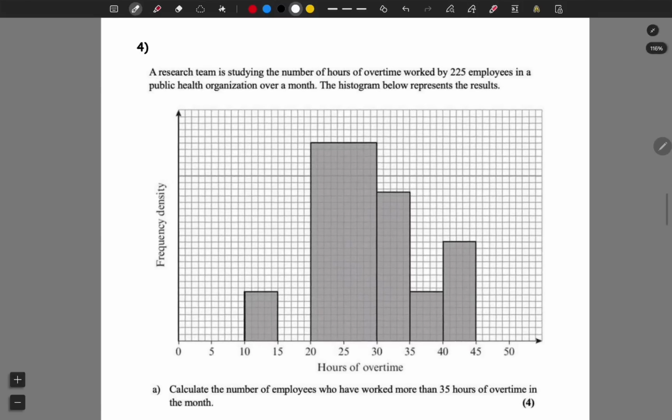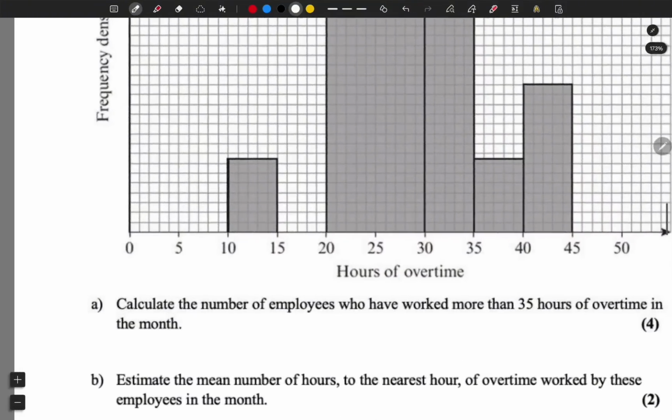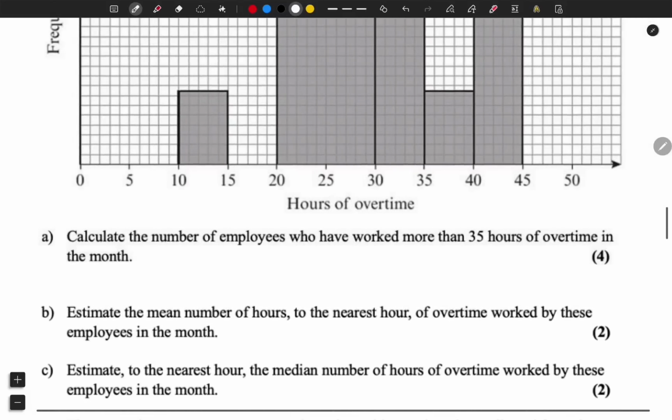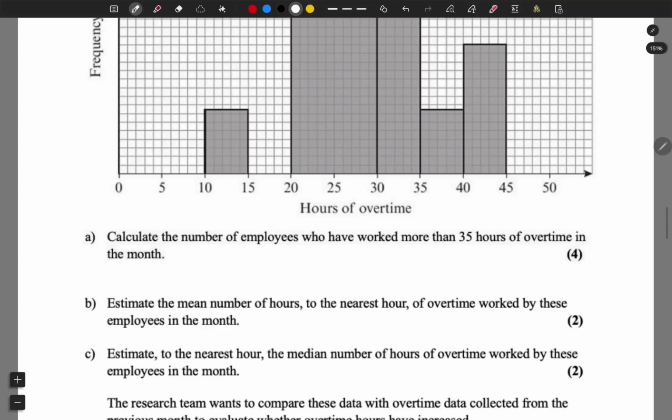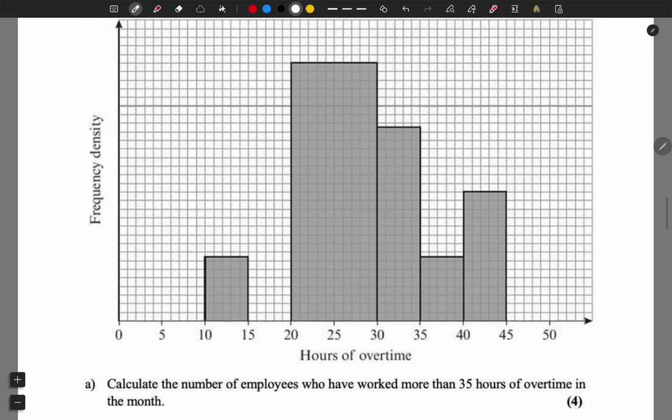And moving on to the fourth part of the question, a research team is studying the number of hours of overtime worked by 225 employees in a public health organization over a month. The histogram below represents the results. Now in the first question, we need to calculate the number of employees who have worked more than 35 hours of overtime in the month. So we need to calculate this area.